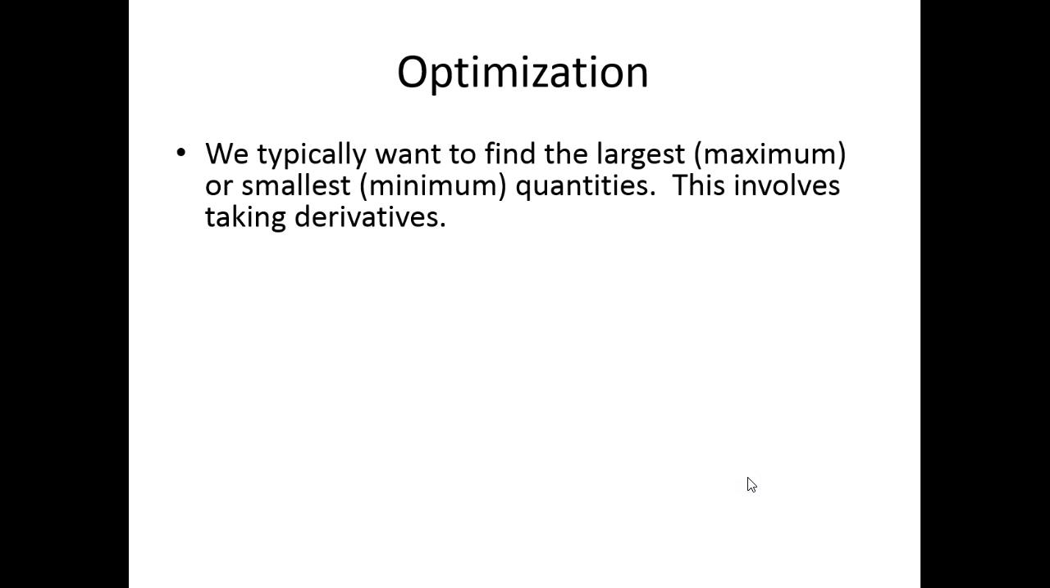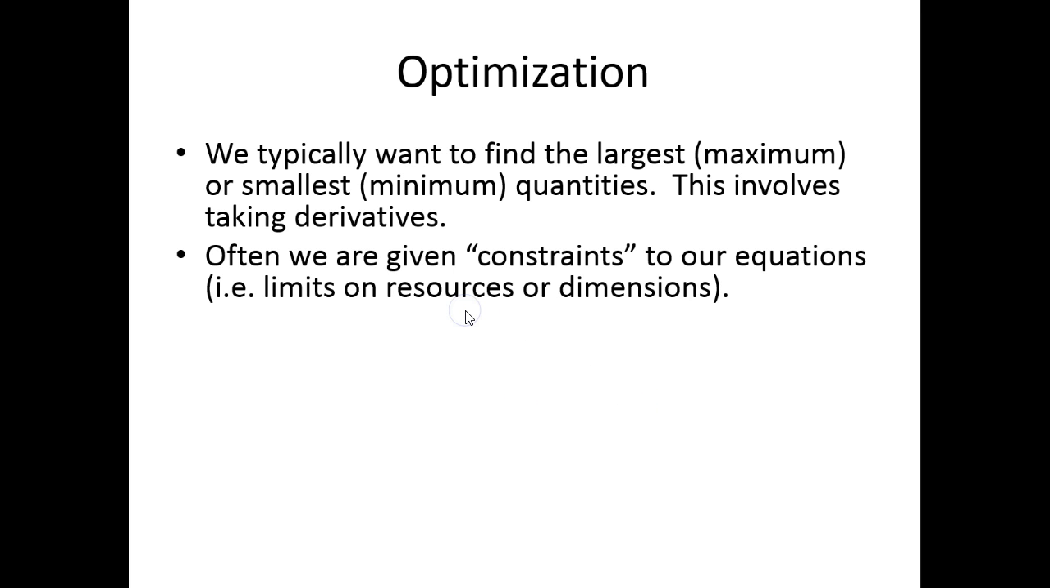Now, why is this important? This is very important when we're doing optimization. Optimization wants us to find the largest or the maximum or the smallest or minimum quantities. This involves taking derivatives. Now, when we do optimization, we're often given constraints to our equations. In other words, we have limited resources, limited dimensions, things to that effect. So what we're going to do is a series of steps to calculate our relative minimums and maximums, or our optimizations for these problems.